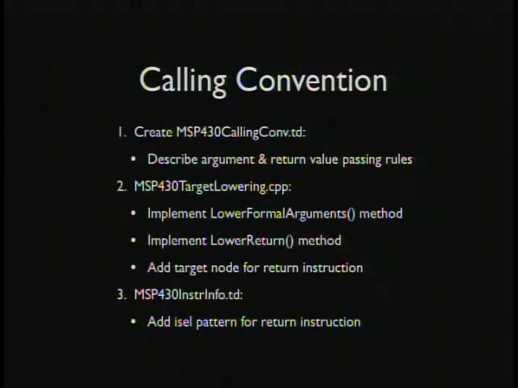The next step is not as easy. One needs to implement custom lowering for the formal arguments and for the return value. This is the first thing that needs to be done, and it's not as easy. So it's better to look, for example, into one of the existing backends, just to read the implementation there and try to figure out what's happening.